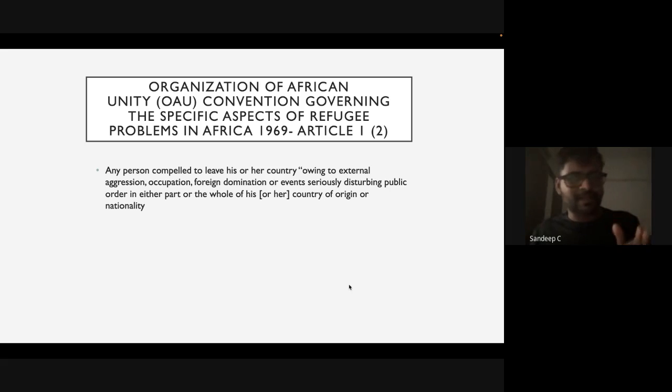Okay. That can be a definition given to persecution. A more clarity is given in the African Convention. So that is what I just want to point out through the regional convention. A regional convention is a very recent and the latest convention compared to the 1951.